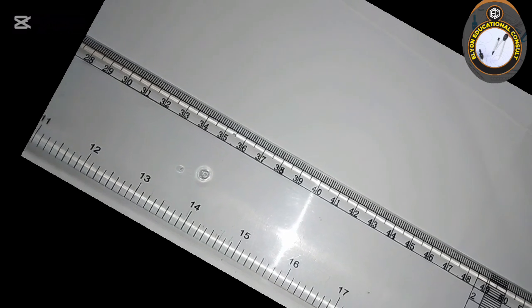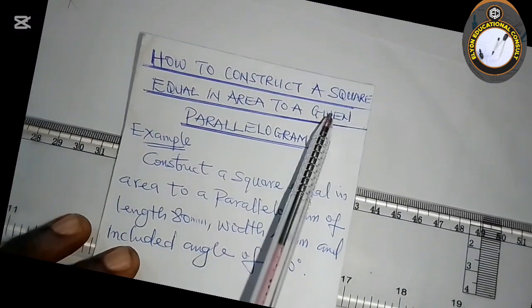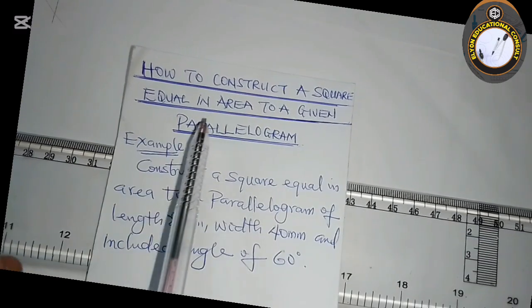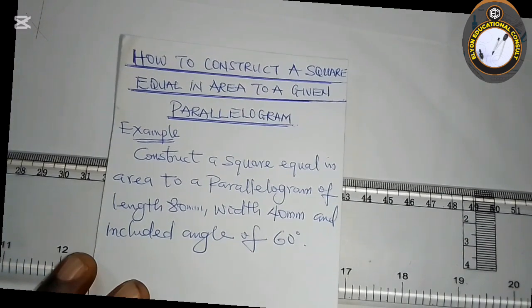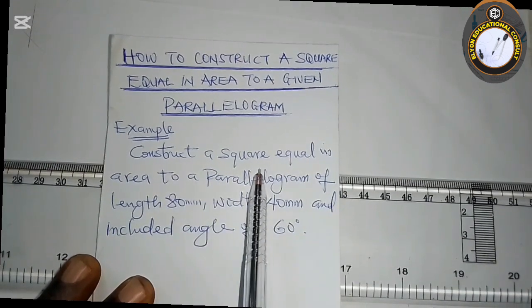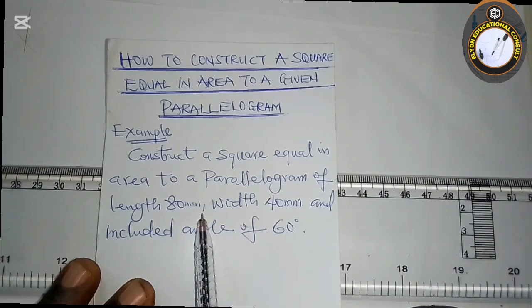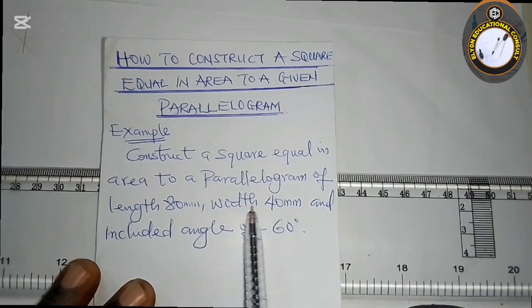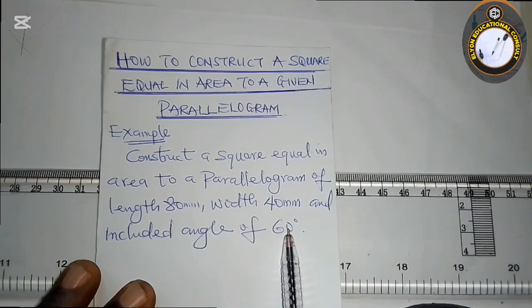In this video I'm going to be showing us how to construct a square that is equal in area to a given parallelogram. So in this question that we have here, the question says construct a square equal in area to a parallelogram of length 80 mm with 40 mm and included angle of 60 degrees.